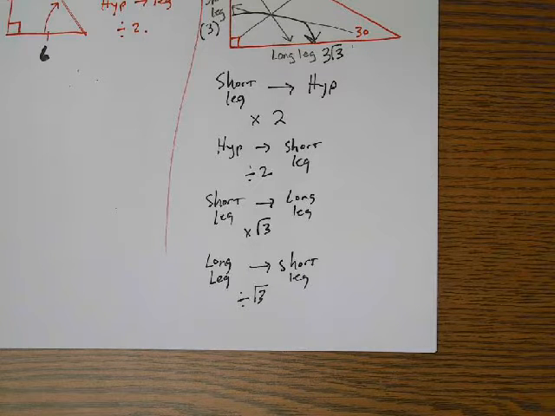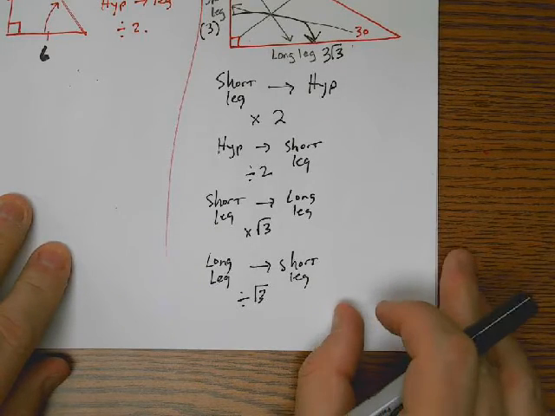You take the short leg and you multiply it by radical 3. That makes sense. We good to go? Okay, so those are the rules. Let's take a look at what that means if we're looking at the angle.